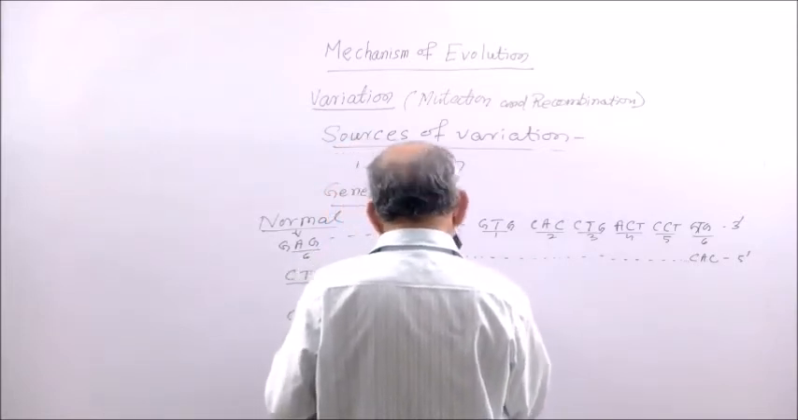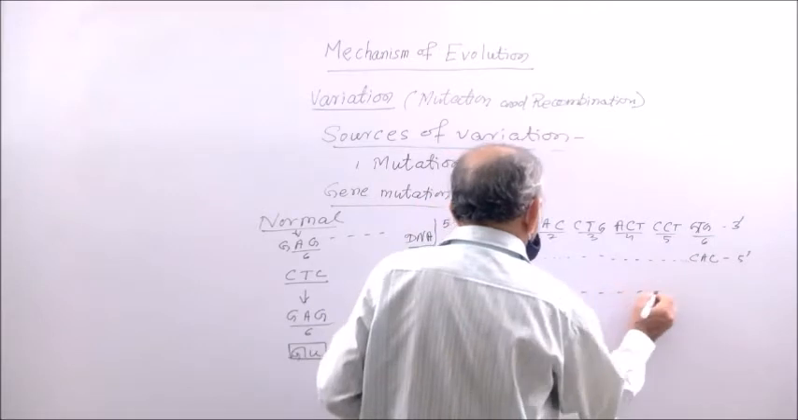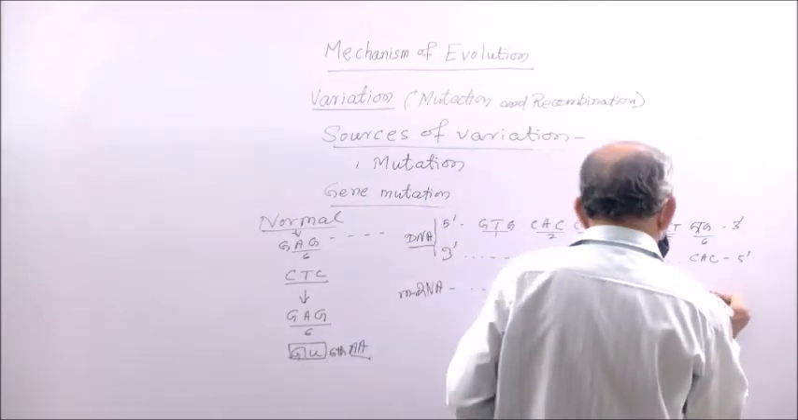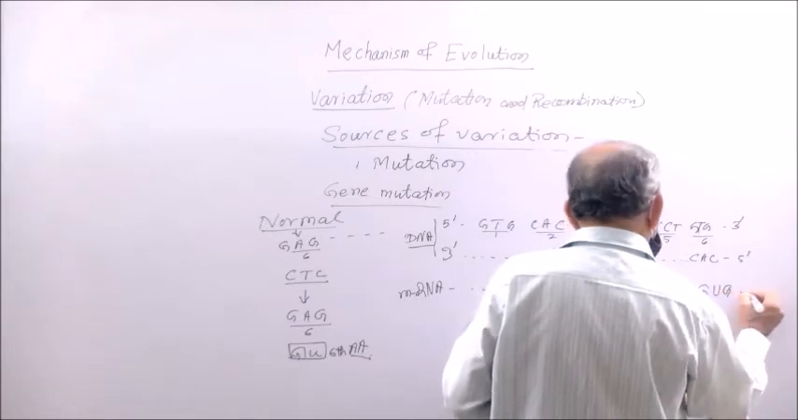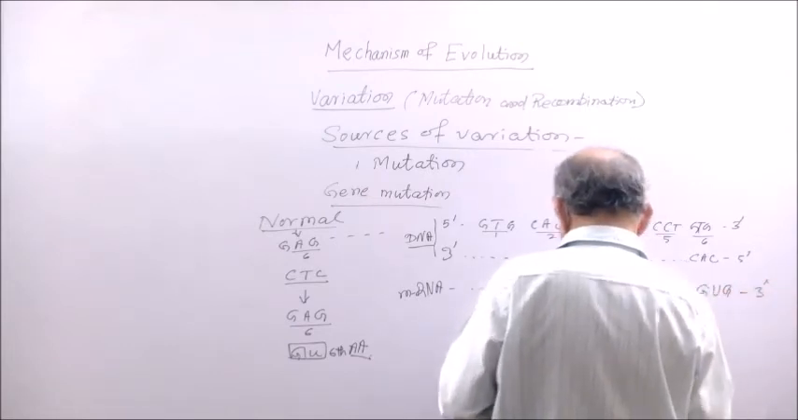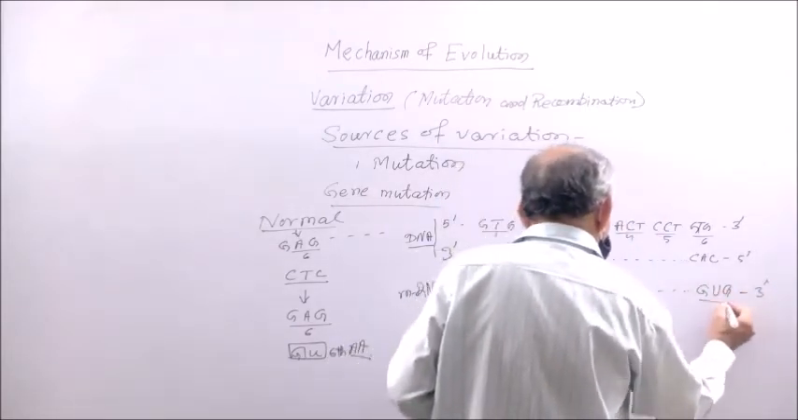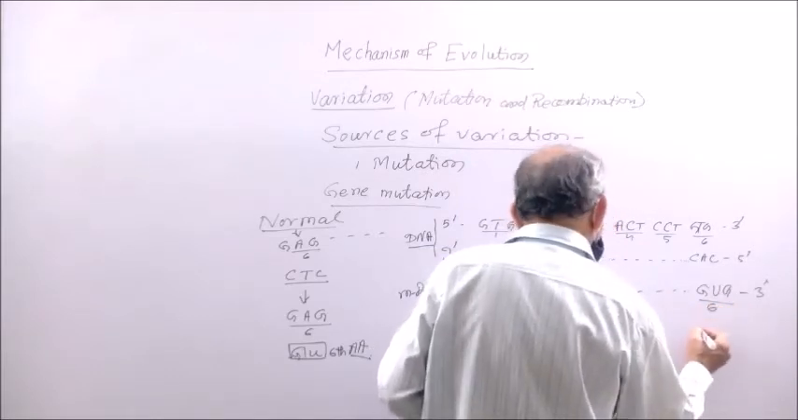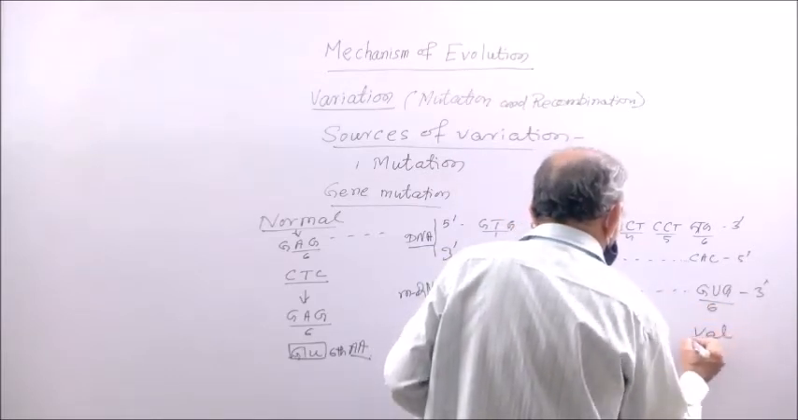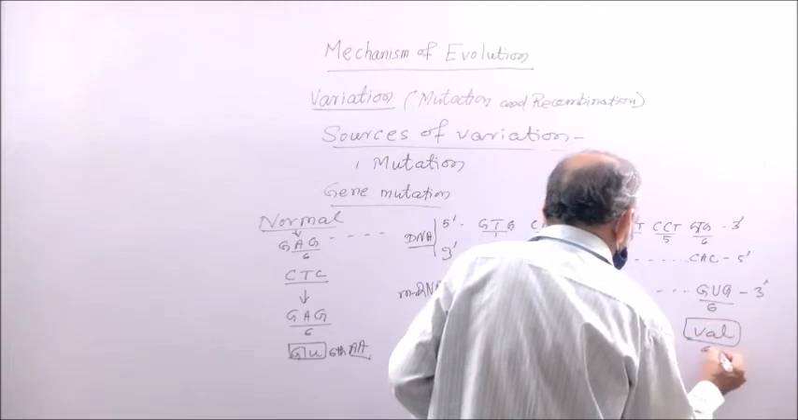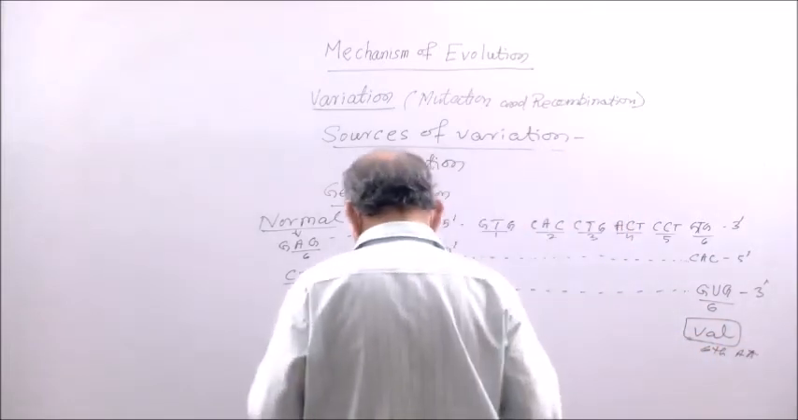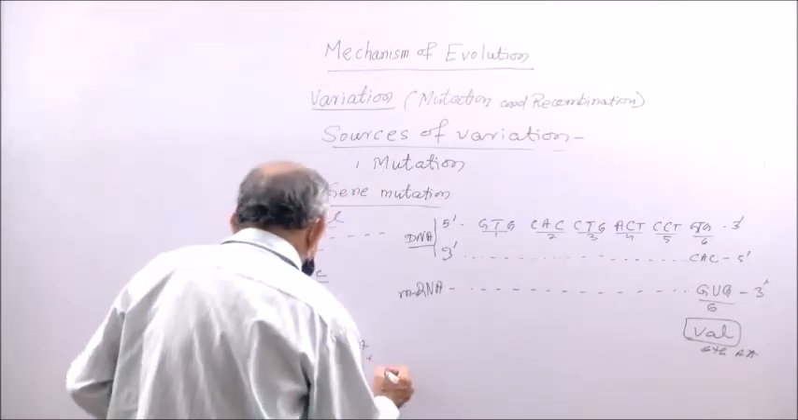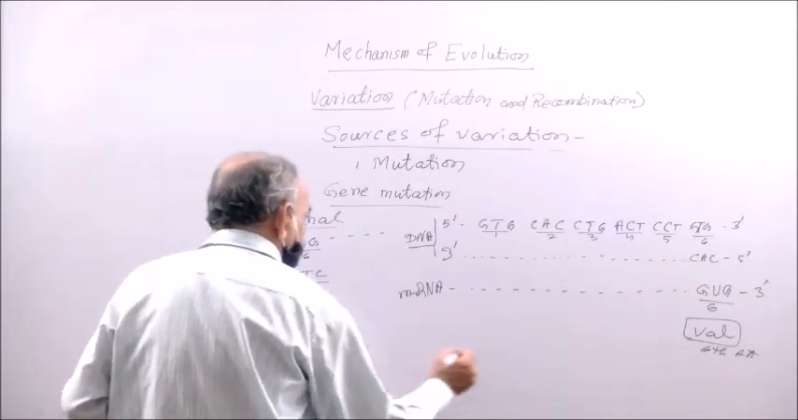GUG, the 3' end. Now it is the 6th, then the amino acid is valine. The 6th amino acid is valine. This is sickle cell anemia.